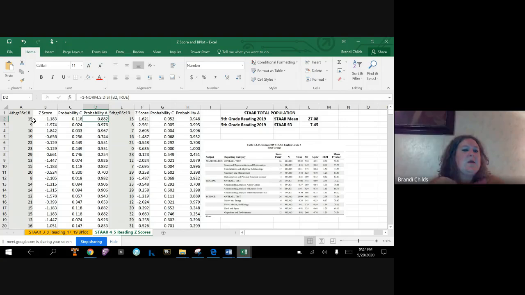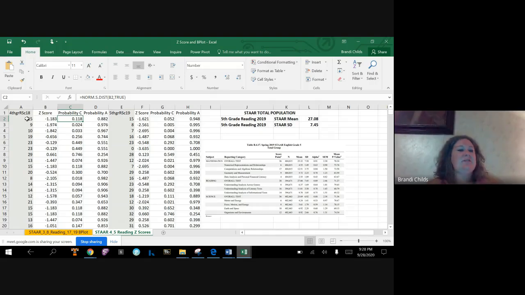So for instance, based on the raw score 15, there were almost 12% who made lower, whereas 88% did higher. So you can see, due to that deviation, this student didn't do so well, because probability C, like I said, is the percent that did less. So only 12% did less than this student, whereas 88% did higher.